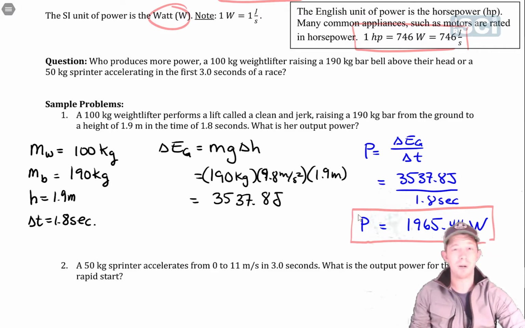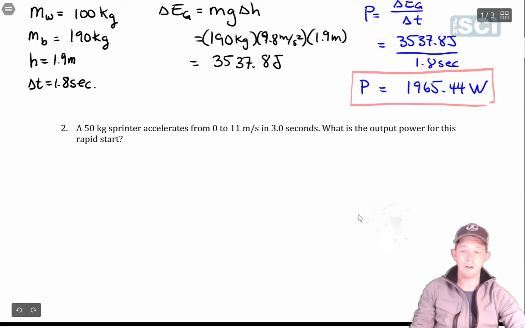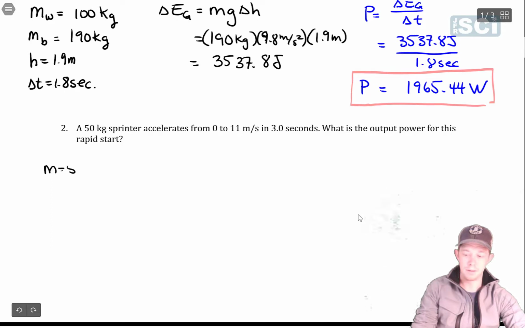When you think about the light bulb, that's 100 watts. That's pretty impressive. Now, let's think about that sprinter. The sprinter's mass is 50 kilograms.